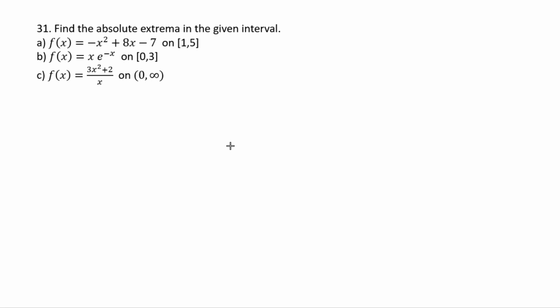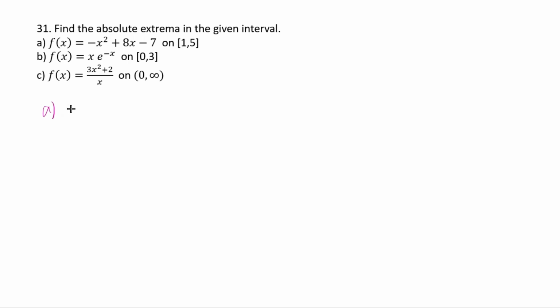When finding an absolute extrema on a closed interval, you need to evaluate the function at the critical points inside the interval and also at the endpoints. Now C is a little different because it's not a closed interval, so in that case we may have to think a little bit differently.